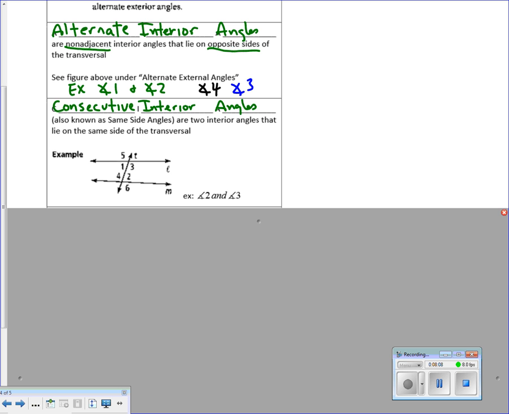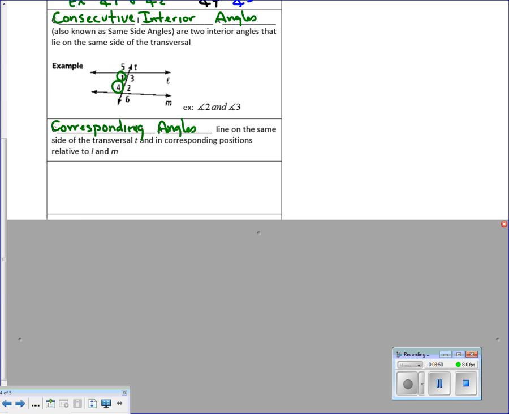This next one is consecutive interior angles. Consecutive means that they're one right after another. Typically consecutive means like 1, 2, 3, 4. Those are consecutive numbers, but that's not what we're talking about. We're talking about a specific pair of angles that are on the same side of the transversal. They're interior angles on the same side. So if I was looking at angle 1 and looking for its partner that makes a set of consecutive interior angles, then I would have to pick 4, because 4 is on the same side of the transversal and it's still an interior angle.